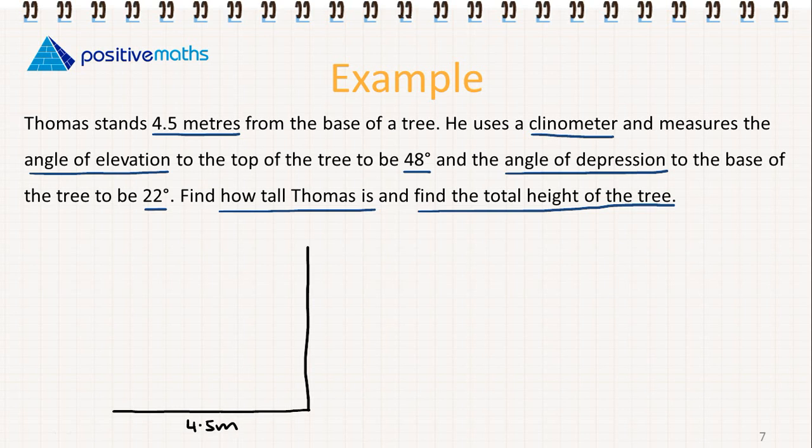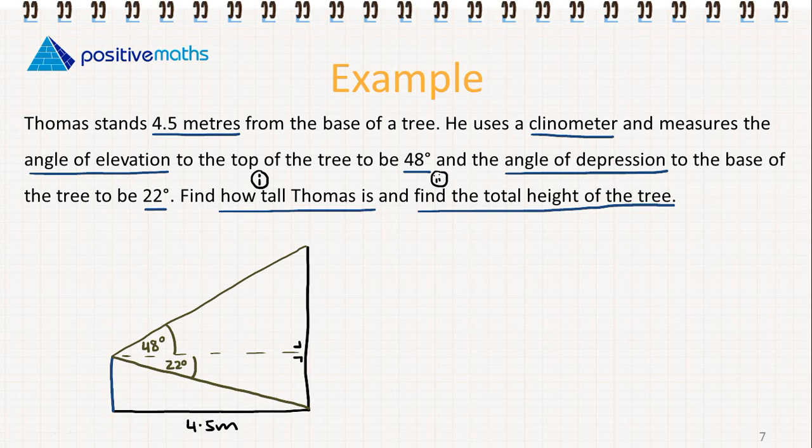I'm going to mark in the height of Thomas, and now the angles of elevation and depression. So our angle of elevation is 48 degrees, and the angle of depression is 22 degrees. So now we can see that we have two main right angle triangles. The bigger one has an angle of 48 degrees, and the smaller one has an angle of 22 degrees. So we need to find the height of Thomas, and we need to find the total height of the tree.